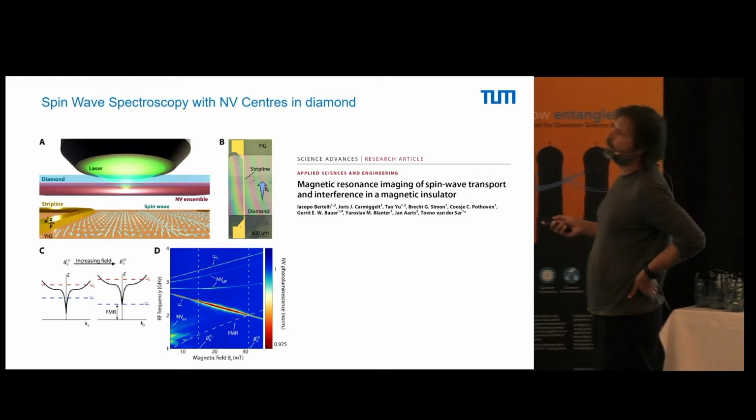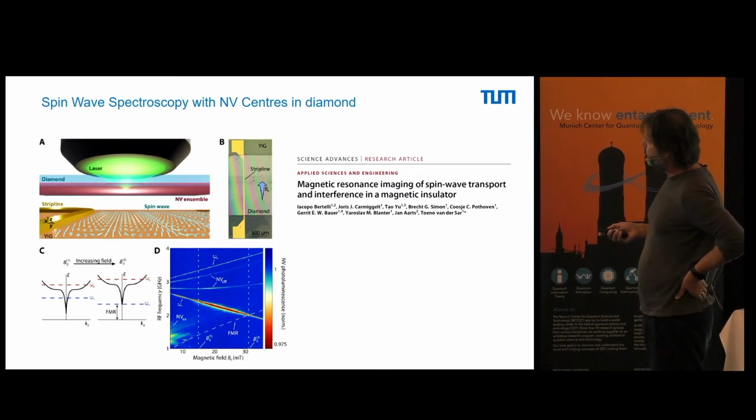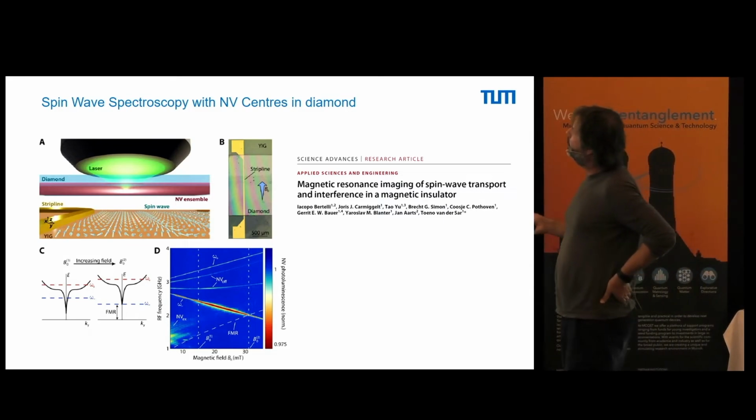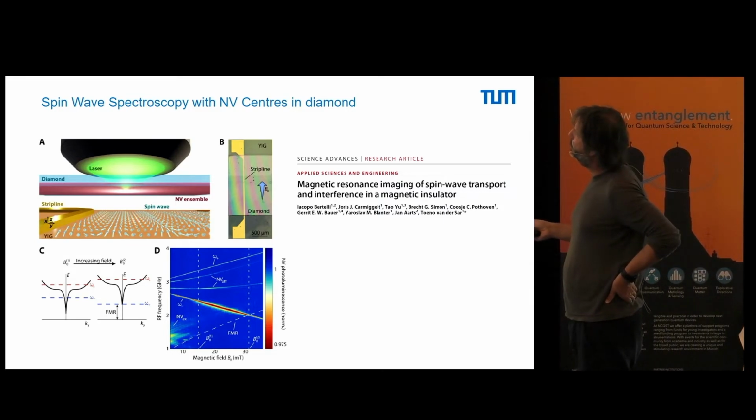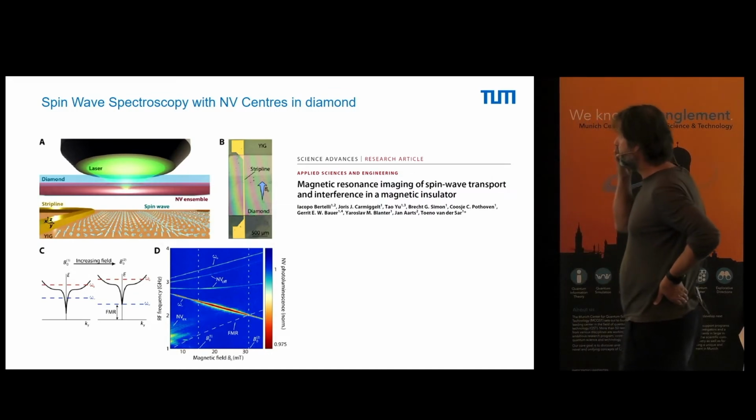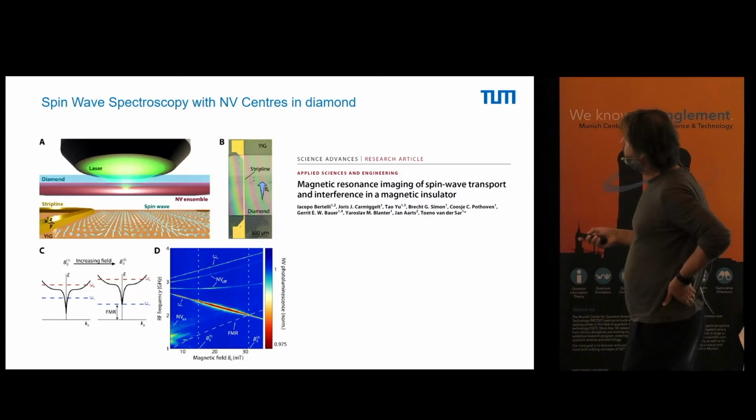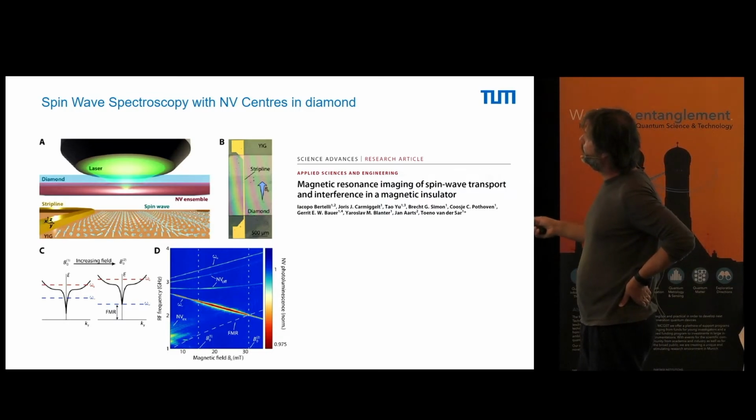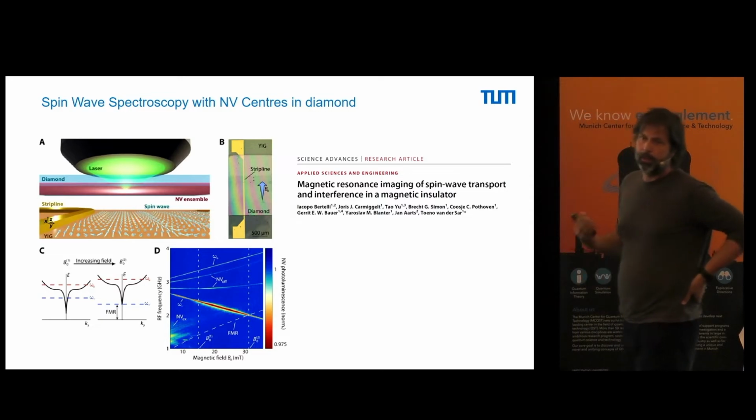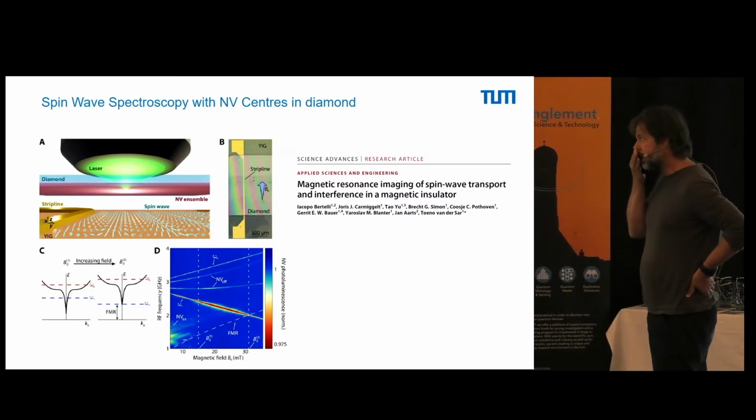And then you just detect optically the magnetic resonance. Here you can see the spin wave chip, if you want, from above. So here we have the YIG, yttrium iron garnet. It's a low damping magnetic insulator. And you have a strip line that excites the spin waves. You place the diamond chip on top, and then you see what you can get.